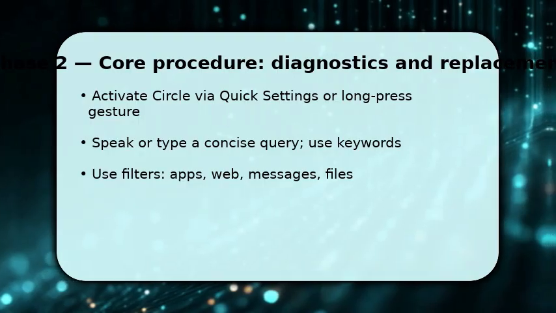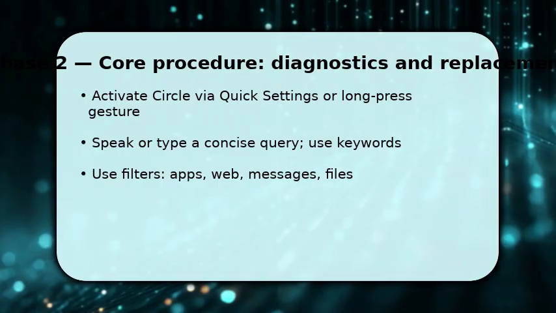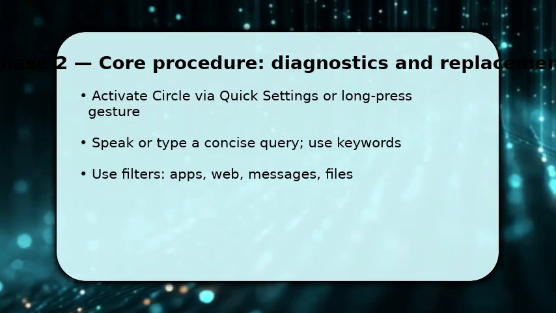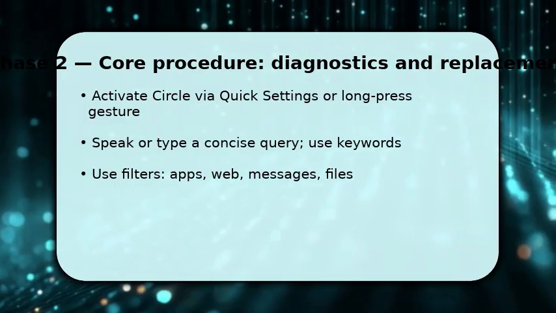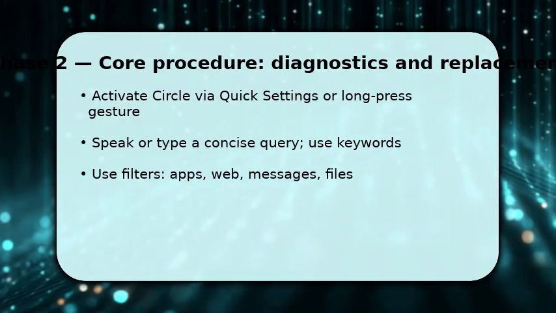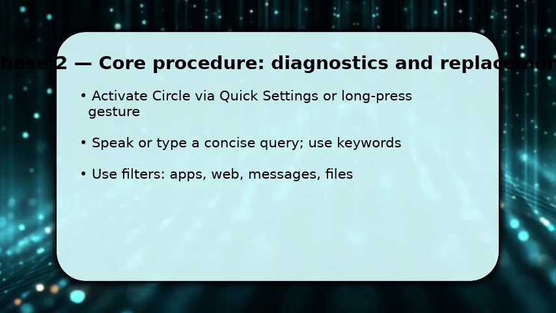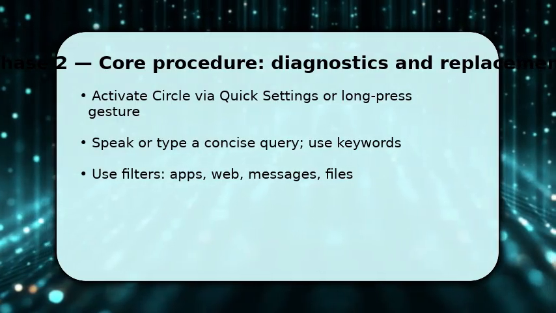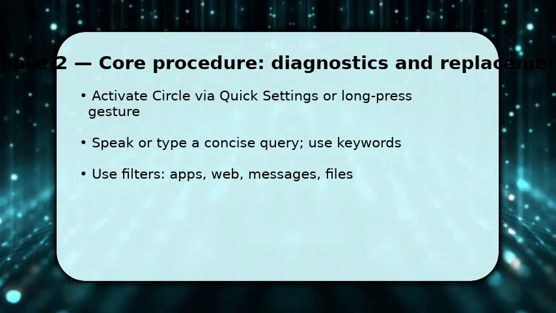You can speak or type a concise query. Use keywords for better precision because Circle prioritizes short terms. Once results appear, refine using built-in filters, apps, web, messages, and files to narrow data sources. If a result is cluttered, tap the app icon to jump to the original content. This flow keeps searches focused and faster and helps you locate exactly what you need without sifting manually.